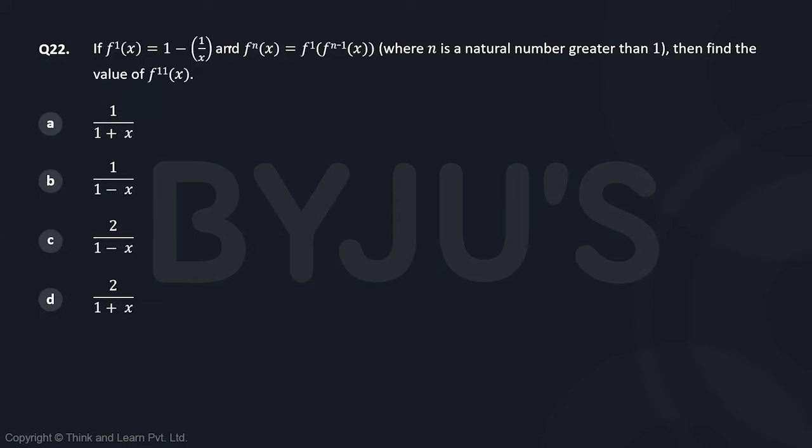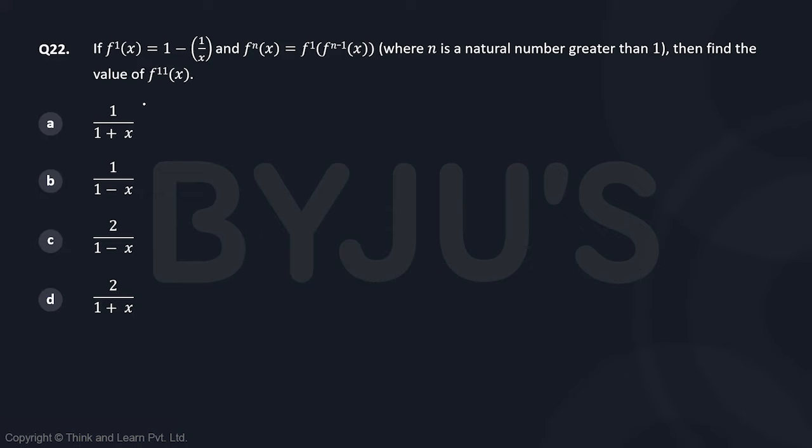So this is: if f1(x) is equal to 1 minus 1 upon x, and fn(x) is equal to f1 of f(n minus 1) of x. So this is a recursive function. The function is calling itself. Where n is a natural number greater than 1, then find the value of f11(x).